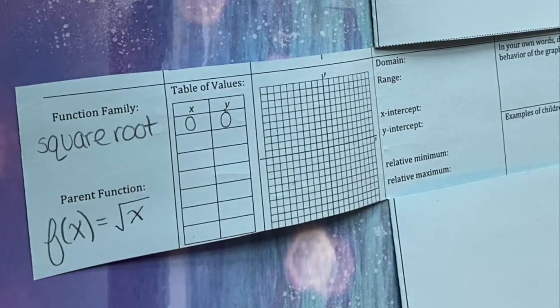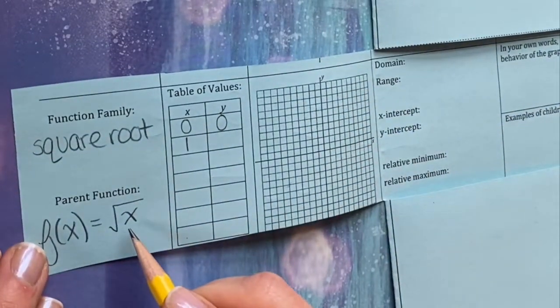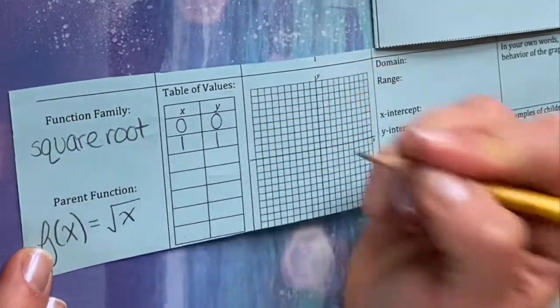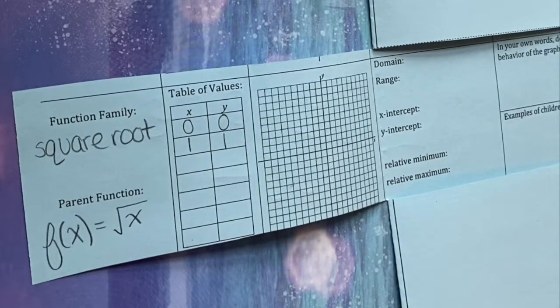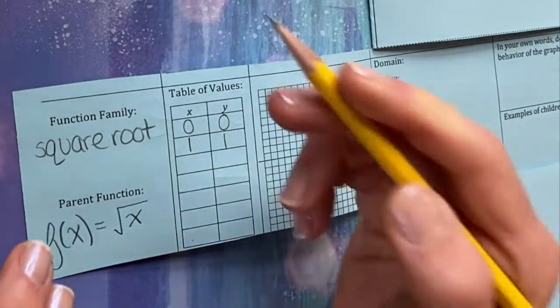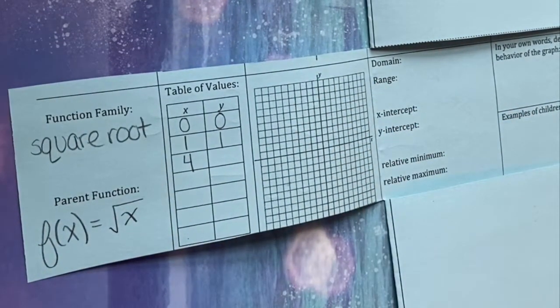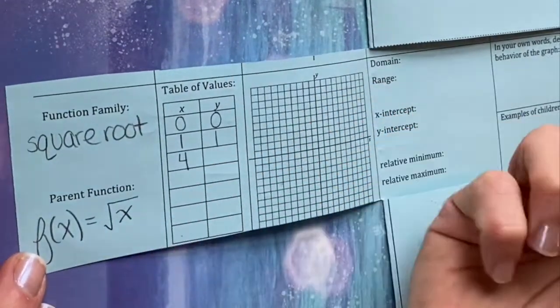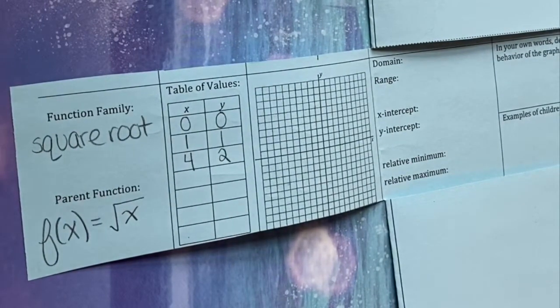Our next perfect square is 1. The square root of 1 is 1. All right, so far so good, right? Now, here's the thing, our next perfect square, it's not 2 or 3. We're going to plug in 4. Again, because we don't really want to have to work with decimals here. The square root of 4 gives us a nice even whole number, 2.